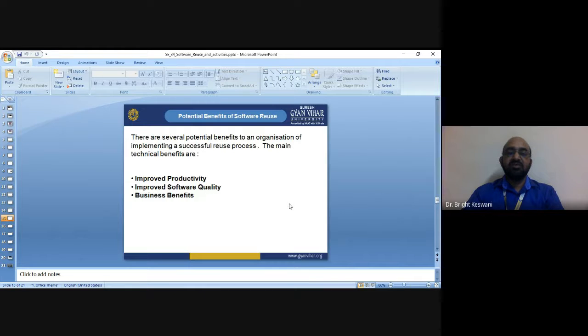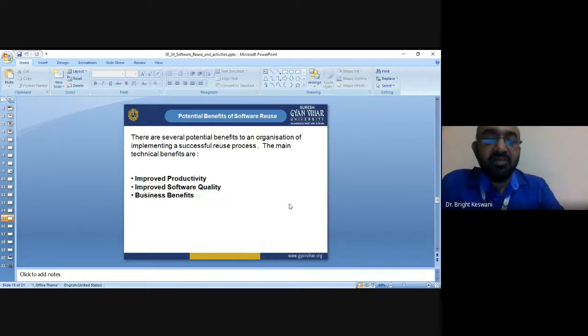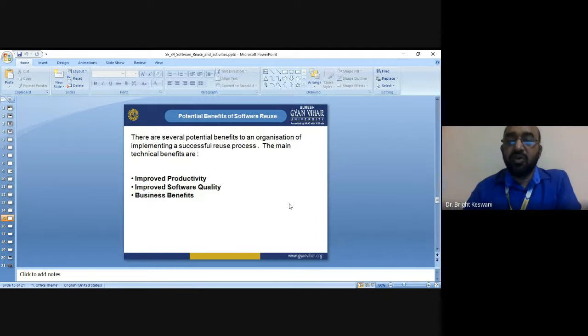Let us discuss the potential benefits of software reuse. There are several potential benefits to an organization of implementing a successful reuse process. The main technical benefits are improved productivity, improved software quality, and business benefits. When we talk about improved productivity, the first main aim of software reuse is to improve the productivity of the developers.